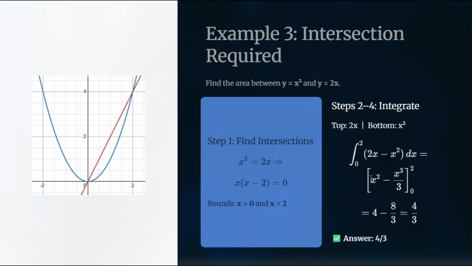And when x equals 0, that would be 0 squared minus 0 cubed over 3, which is 0. So 4 minus 8 thirds will be equal to 4 thirds. Therefore, the area bounded by x squared and 2x on the interval from 0 to 2 is 4 thirds.